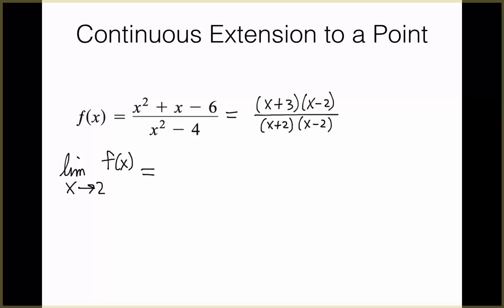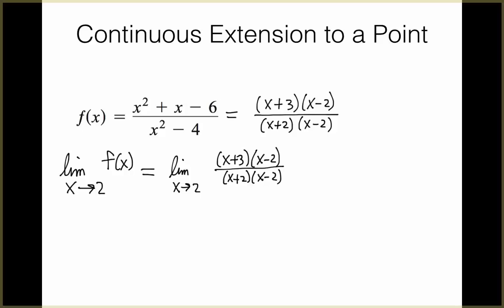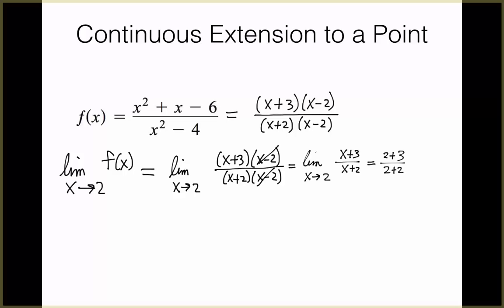So I'm going to use the factored form. So in the limit of f of x as x approaches 2, I can cancel the common factor of x minus 2 because we're not considering what's happening at x equals 2, just what's happening as x approaches 2. So I can cancel these common factors. This equals the limit of x plus 3 over x plus 2. This is a rational function, and we won't be dividing by 0 if we plug in 2 for x. So by direct substitution, I can evaluate this limit. This will equal 2 plus 3 divided by 2 plus 2, which simplifies to 5/4.